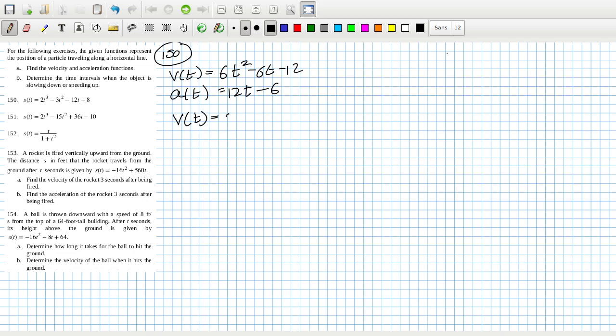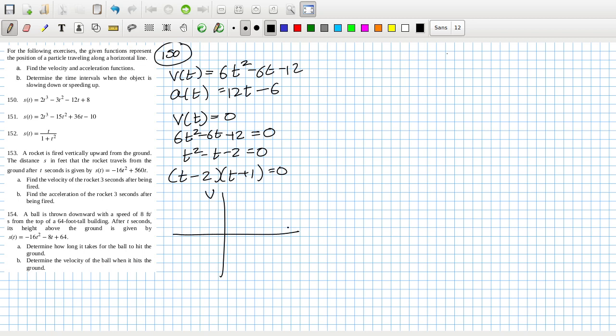So the velocity 0, well, that means we'd have to solve this equals 0, which means t squared minus t minus 2 equals 0. So it's (t minus 2)(t plus 1). So if we were to graph that, velocity against time, 2 and minus 1 are the two times it's at rest.